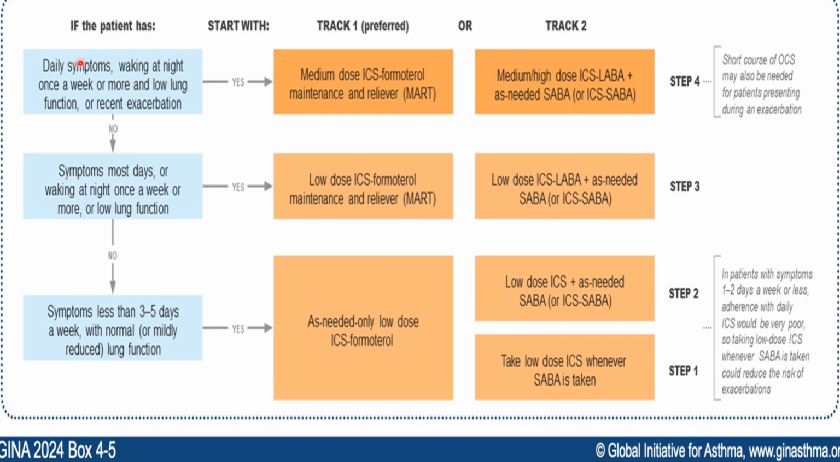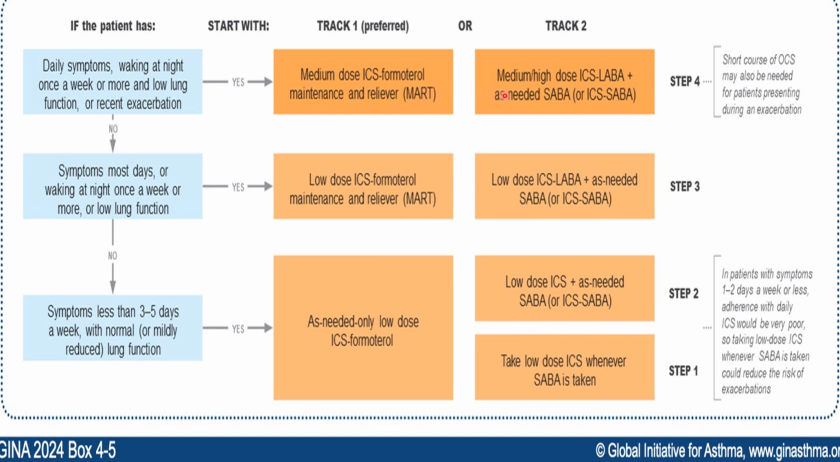So the patient has come in. Daily symptoms of asthma, waking up at night at least once or more in a week, and they have low lung function or recent exacerbation. Then yes. So you have mentioned yes. Then this is medium dose ICS-formoterol. You give the patient medium dose ICS-formoterol for maintenance and relief. We are going to explain all this. Actually, this should come in here and also the last slide. So medium dose ICS-formoterol, for maintenance and also for reliever.